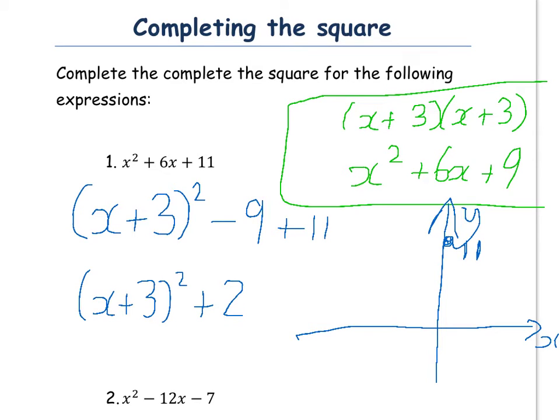Now the point at which this graph reflects is at the opposite sign to this. So instead of x plus 3, we're going to reflect to x minus 3. So it'll be here. And we know as well that its minimum point is at plus 2. So here. And then this is roughly what the quadratic is going to look like. And this point here must be minus 3, 2. And that's why completing the square is a really useful tool.